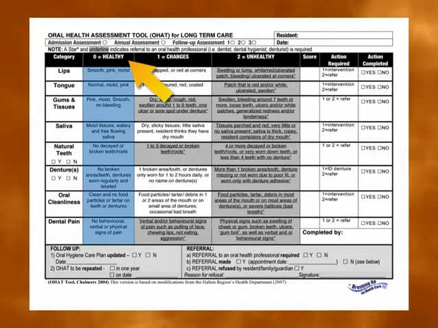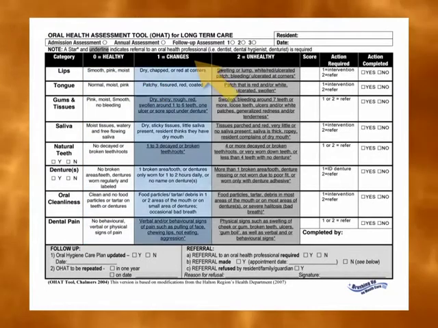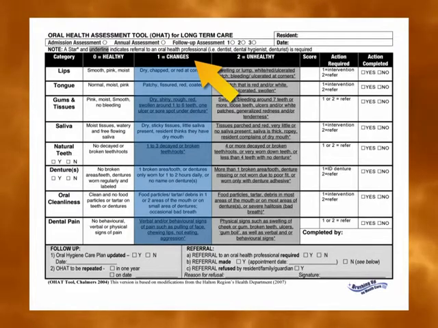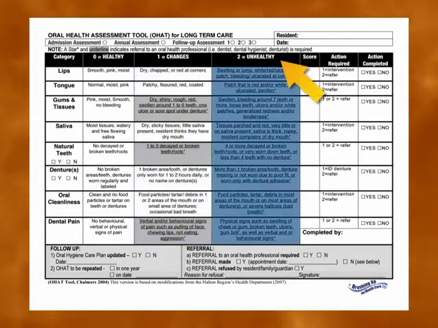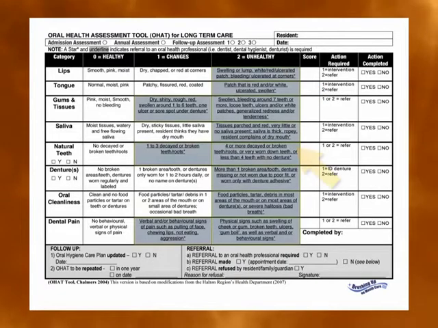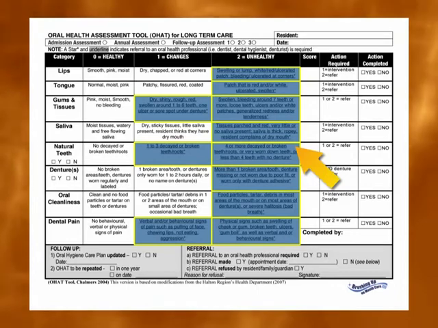0 or healthy indicates the resident has good oral health and no intervention is required. 1 or changes indicates that some changes are apparent and an intervention or referral will be required. 2 or unhealthy indicates that the oral cavity is unhealthy. Referral is required. Any section in these columns that is underlined or has a star indicates that a dental professional should be consulted to assess the issue.